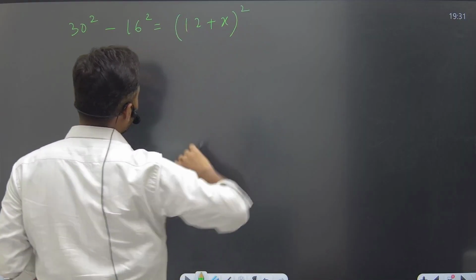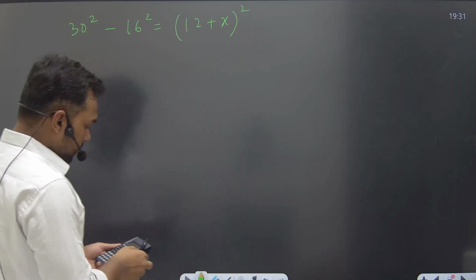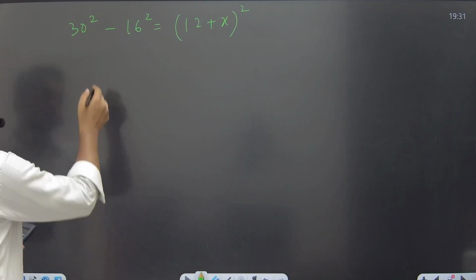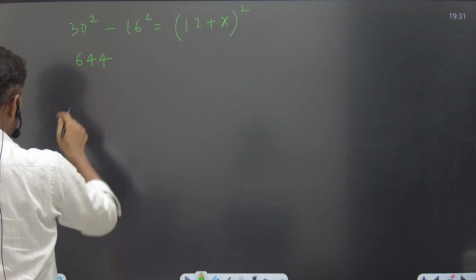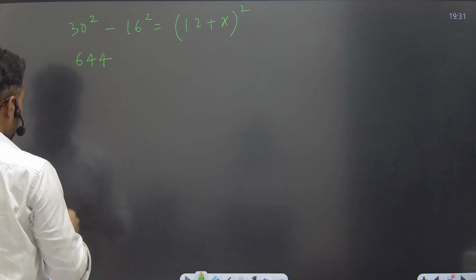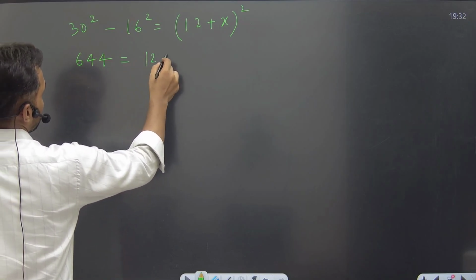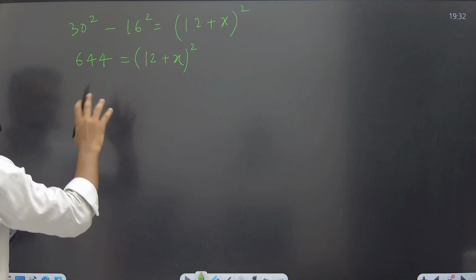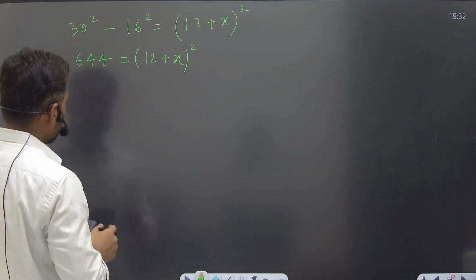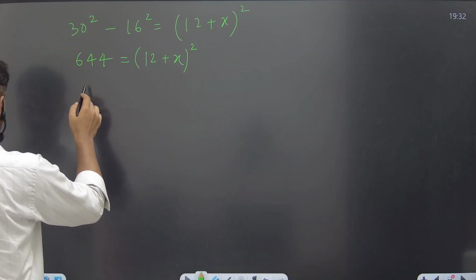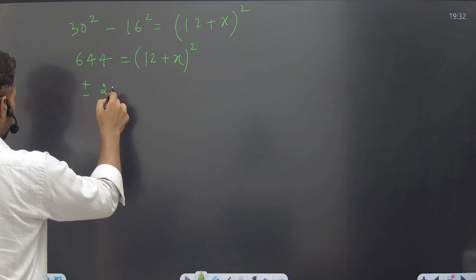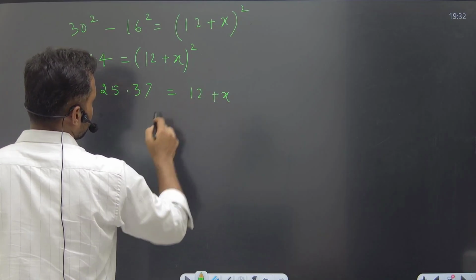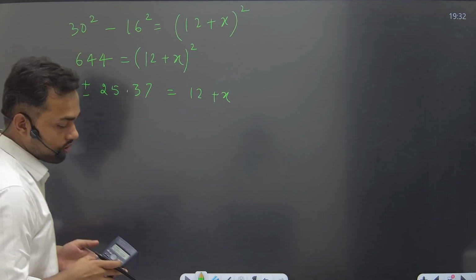Don't open the square box here, students. We can solve it like this. 644 equals (12 + X) square. Now on taking the square root on both sides, you will get plus minus 25.37 is equal to 12 + X. I have taken the square roots on both the sides.